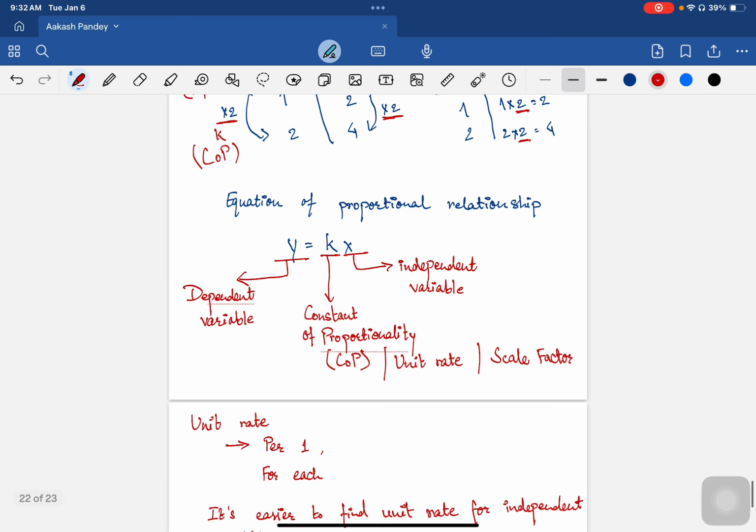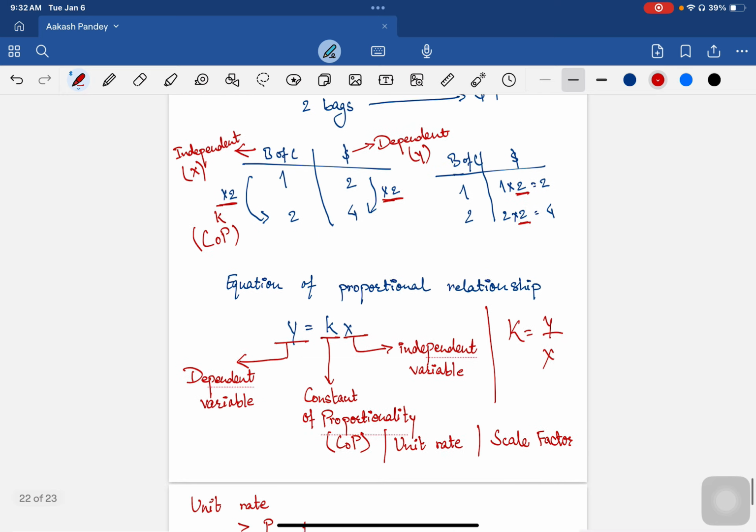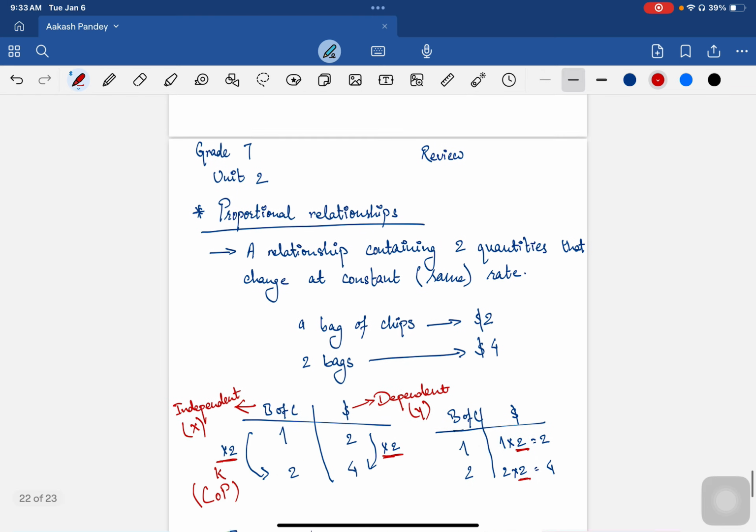You need to know about your equation. That's y equals kx. Another way to write that would be k equals y over x. Same thing, different way to write it. You just switched it, like terms and everything like that. Keep, change, flip, basically. This is for proportional relationship.